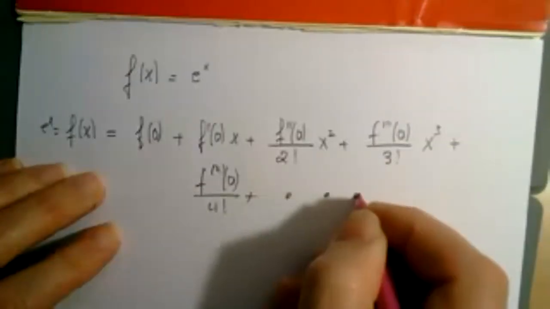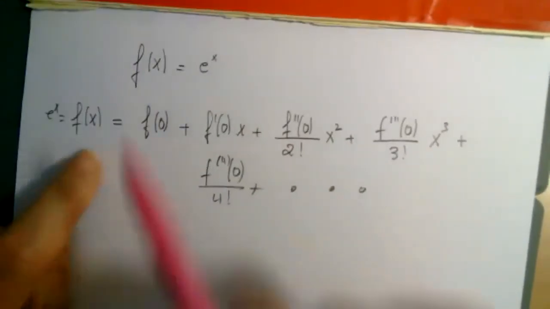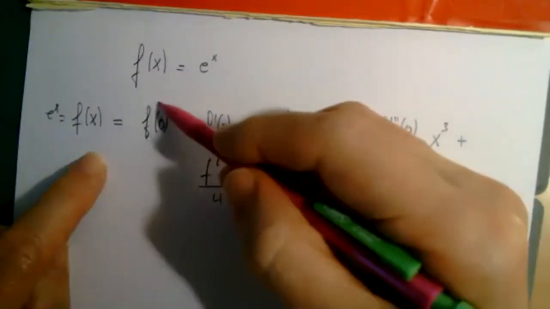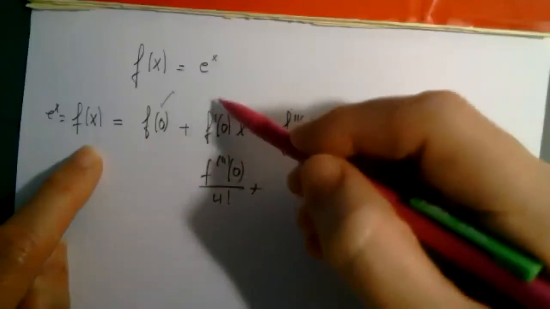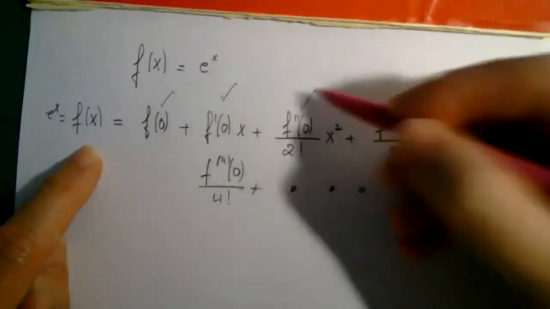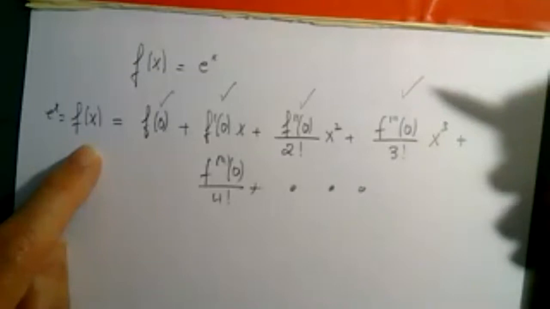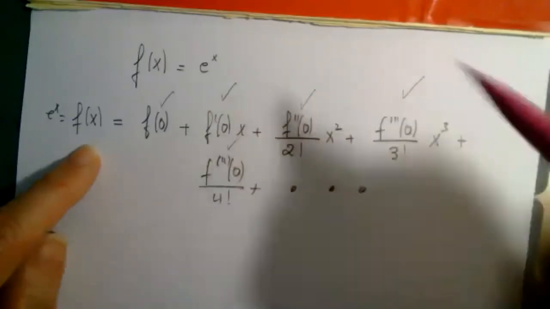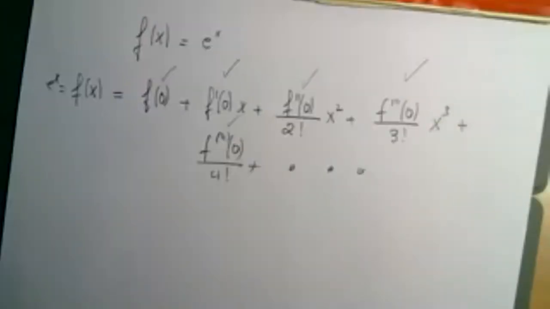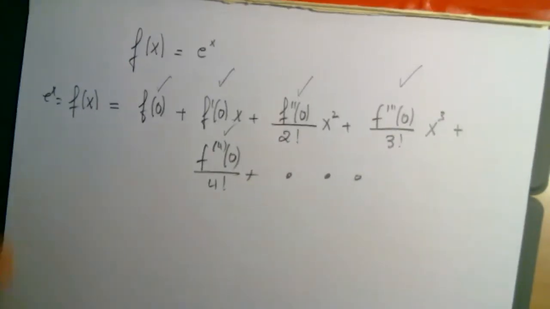Plus, etc. So to write e to the x as a power series, I need to find f of 0. I need f prime. I need f double prime. I need the third derivative. I need the fourth derivative. So it's not really easy. I have to compute tons of derivatives to be able basically to write this function. But let's do it. This is a very easy function. So let us do that.